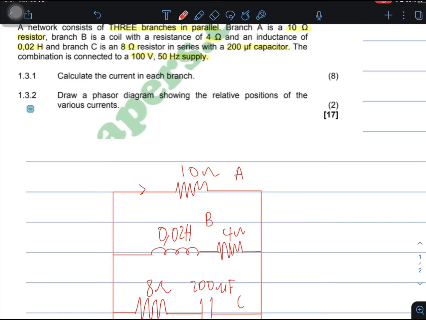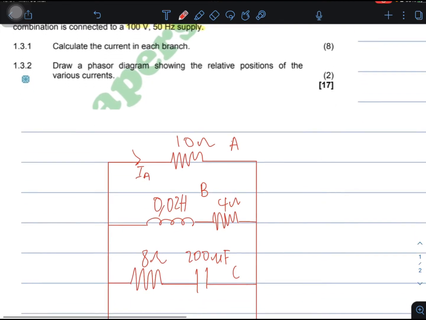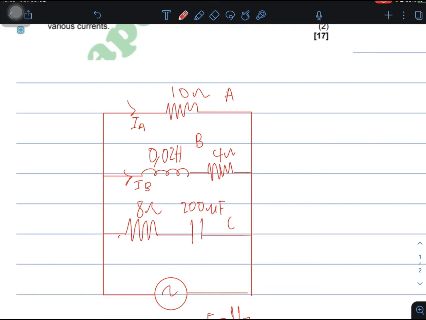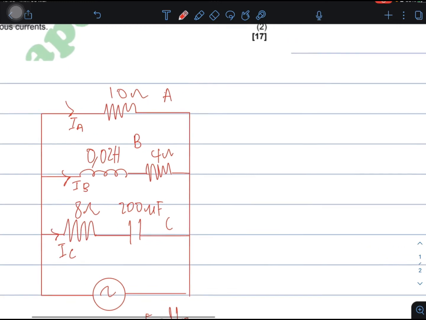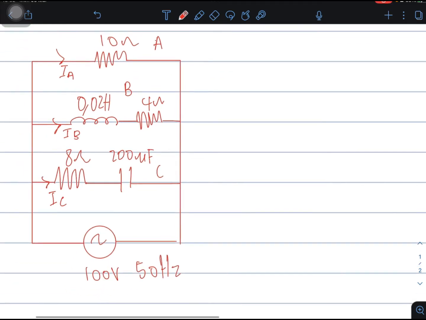So we must calculate the current through this branch IA, the current through this branch IB, the current through this branch IC. Right off the bat, let us write the formula. What do we know about a parallel circuit? Let's call this IT. We know that in a parallel circuit, the voltage across each branch is the same as the supply voltage. In other words, the voltage across this branch is 100 volts, 100 volts, 100 volts.